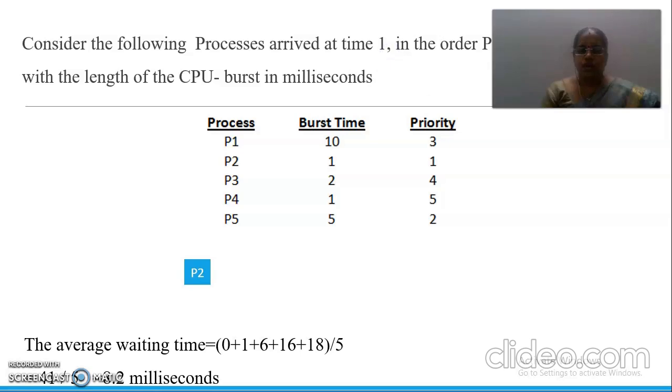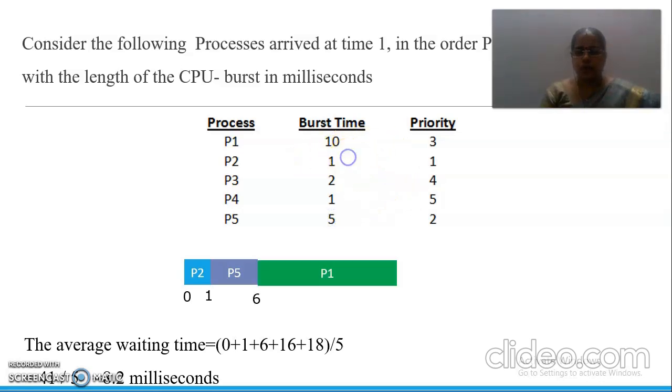Then let me see how the Gantt chart can be drawn. The process which has the highest priority, that is 1, is P2. So P2 will come first, with a burst time of 1. Then the second priority is P5, so 1 plus 5 is 6. Then the third priority is P1, with a burst time of 10, so 6 plus 10 is 16. Then the fourth, P3, will come, with burst time 2, so 16 plus 2 is 18.